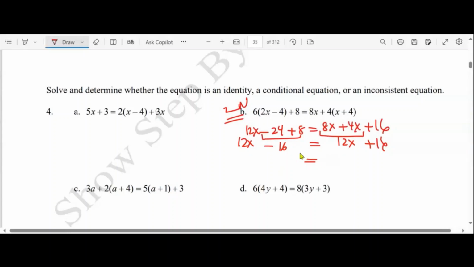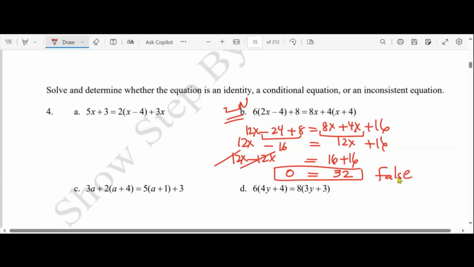So what happened here? This 12x minus 12x, they cancel each other, right? And the 16, you're going to get 16 plus 16, that gives you what? 32 equals what? 0. Is this true? No. Not true, false, right? In this case, what should I say? Should I say inconsistent? Yes, it's inconsistent. It means, do we have a solution? No. So how do you write this in math? Empty set. It means no solution. Okay.